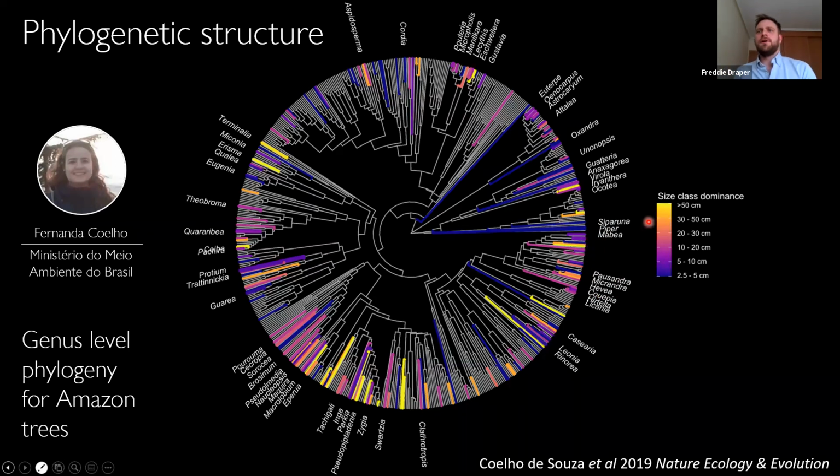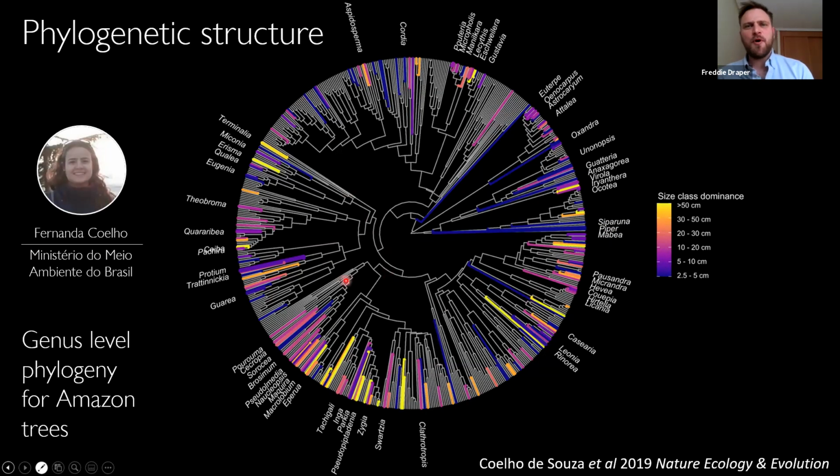So for example, the Piper genus is blue, so it has at least 3 hyperdominant species, but in these very small size classes, which makes sense because this is a really important understory genus. So I hope that's clear. This is a genus-level phylogeny that was developed by a collaborator on this project, Fernando Coelho, who published this in Nature Ecology and Evolution in 2019.